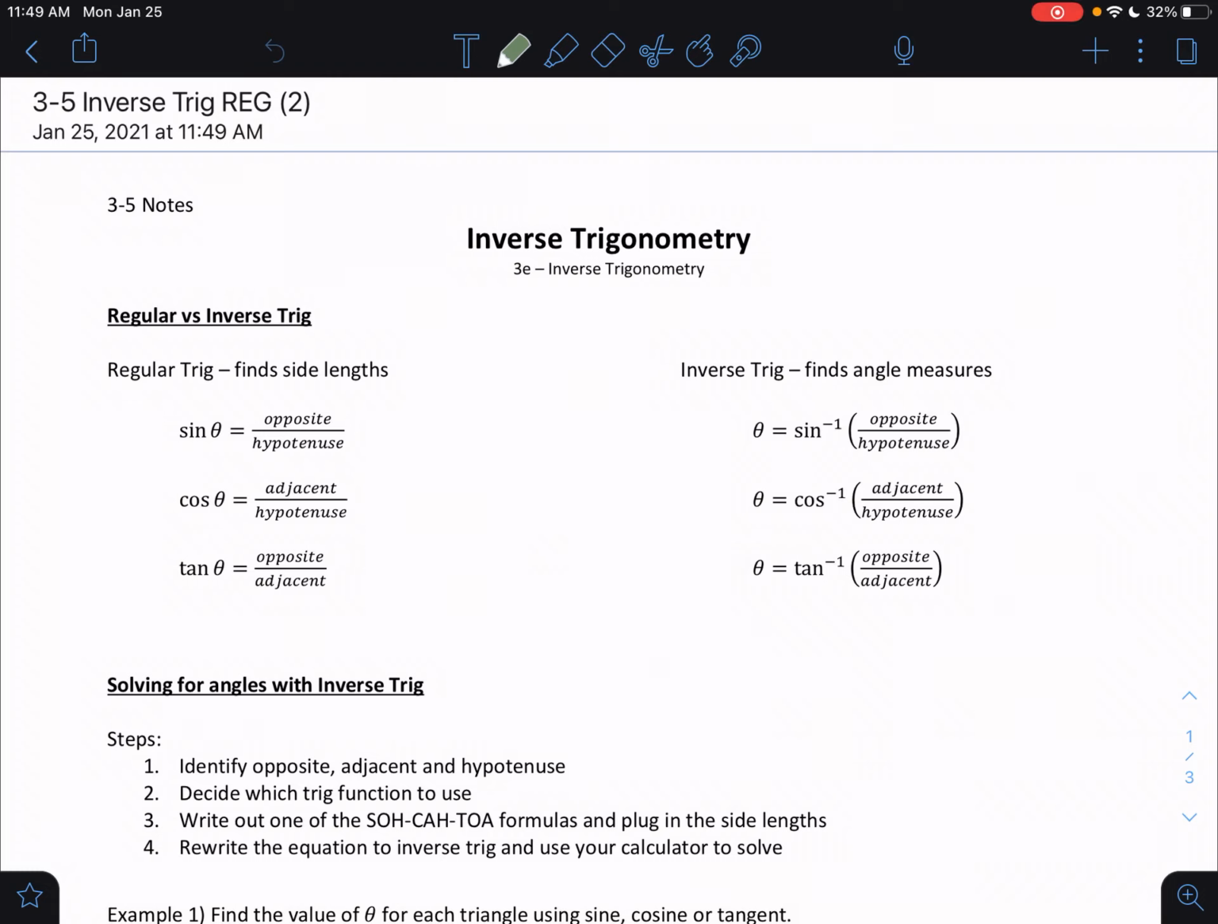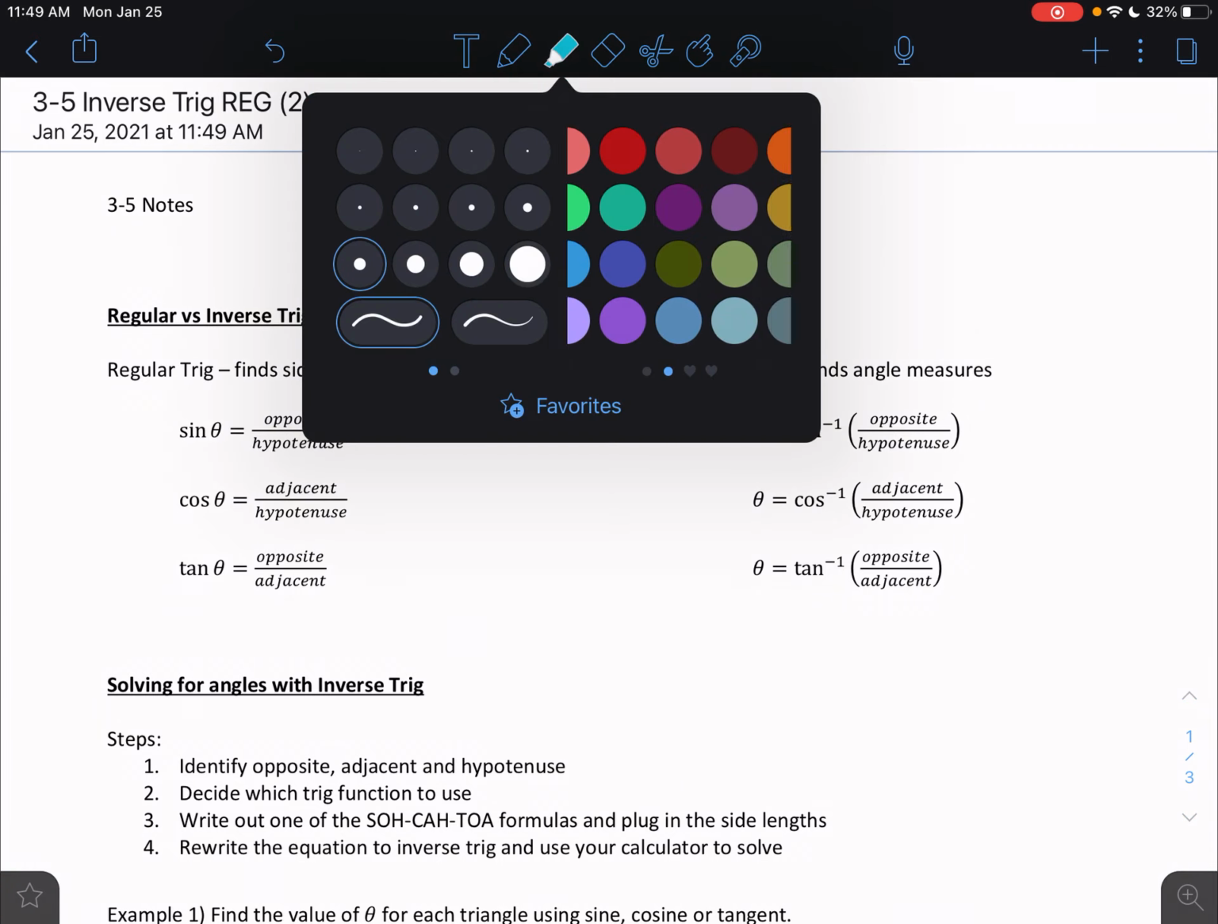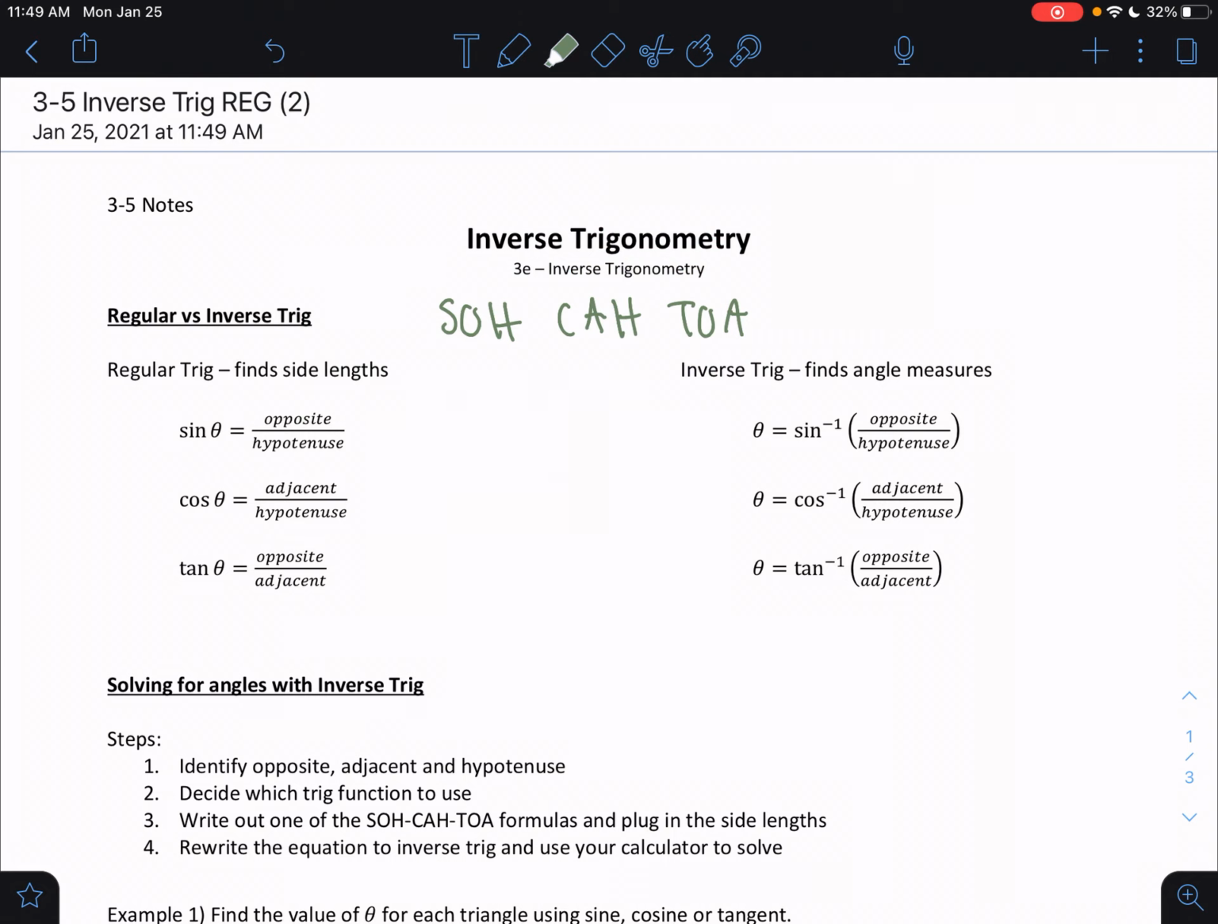So today we have 3E or 3-5 notes. Again, we're continuing with trigonometry. Today is inverse trig. So we're going to use the same SOHCAHTOA that we've been using, but this time we have inverse sine, inverse cosine, and inverse tangent. These are used to find angle measures, and we were finding side lengths, but we use the same SOHCAHTOA.